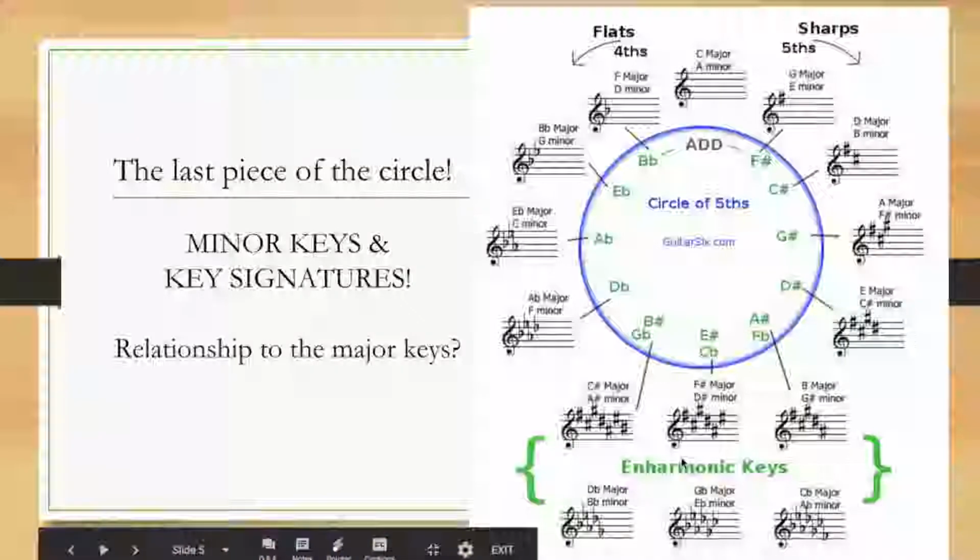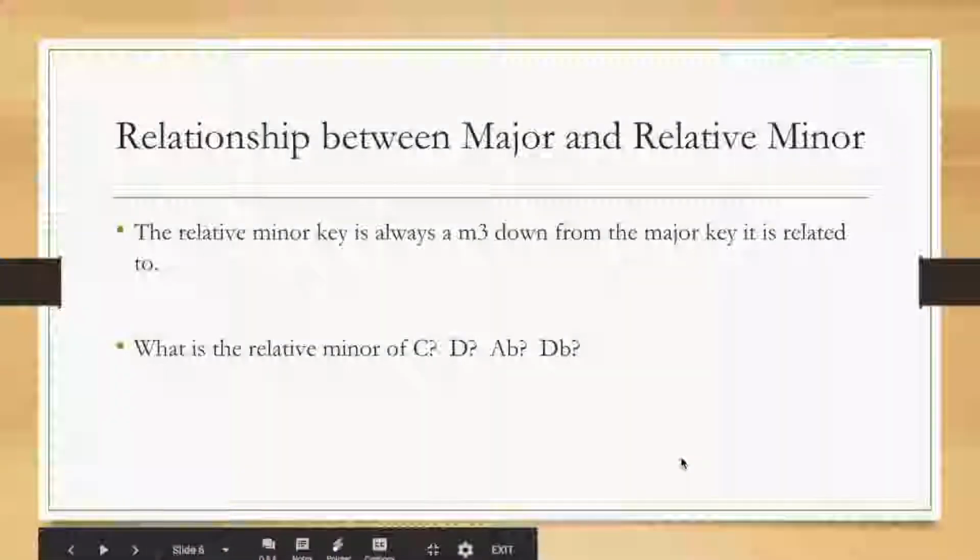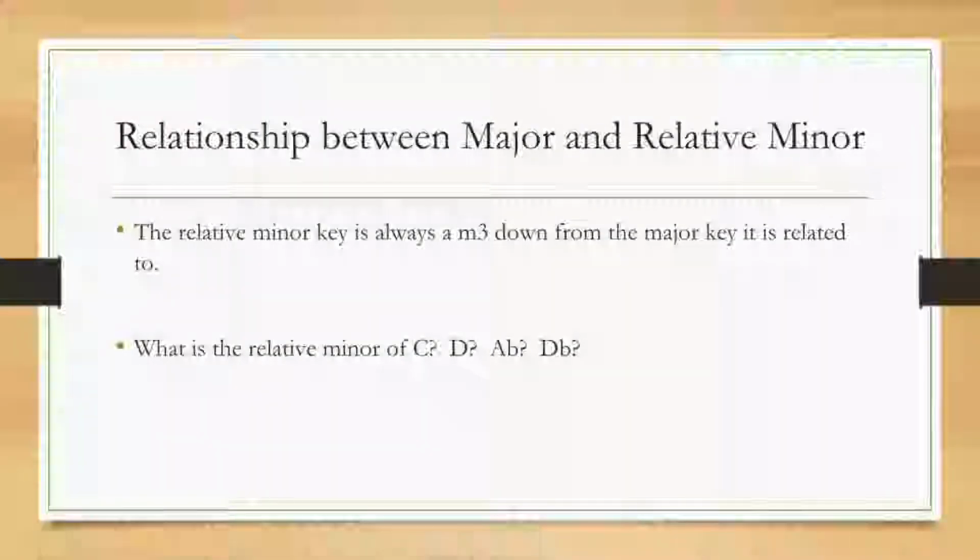So, I just blanked that out. Now I want you to tell me what the relative minor of C major is. Now I want the relative minor of D major. Now I want the relative minor of A flat major. And finally, D flat major. So how did you guys do? Can you go back a minor third? That's one of the questions that I asked you on test number 2.